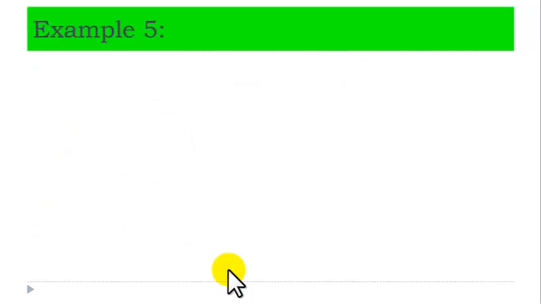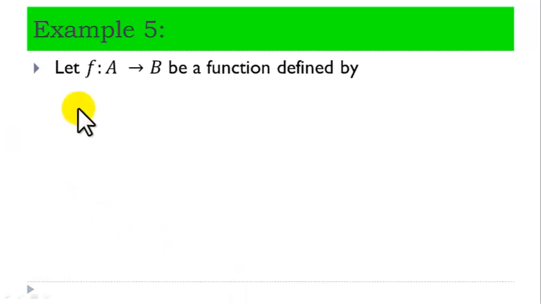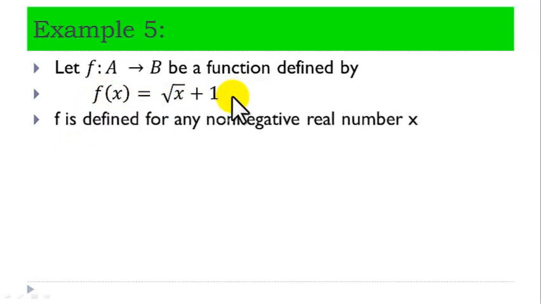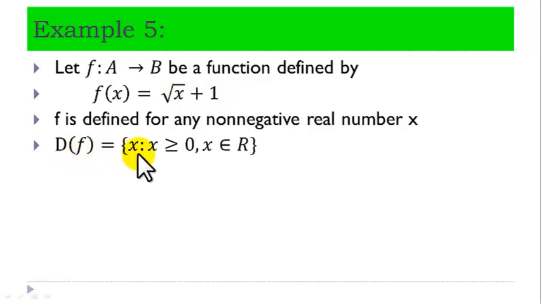Example 5. Let f be a function from A to B defined by f of x equal to the square root of x plus 1. Then f is defined for any non-negative real number x. When x is non-negative, we can find the square root of x and then add 1. So therefore, the domain of f is the set of all x such that x is greater than or equal to 0 and x is an element of R. Thus, the domain of f is the set of all real numbers greater than or equal to 0.